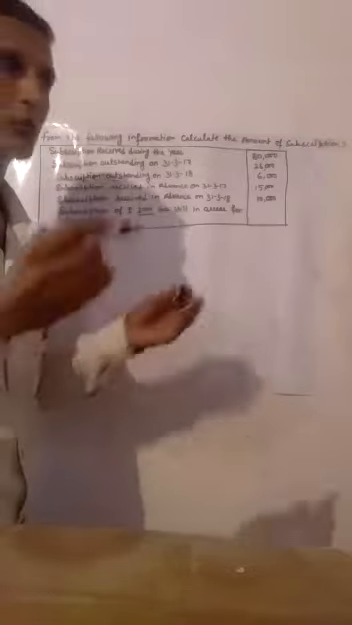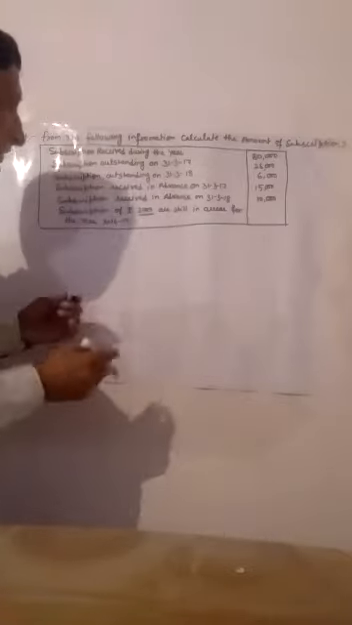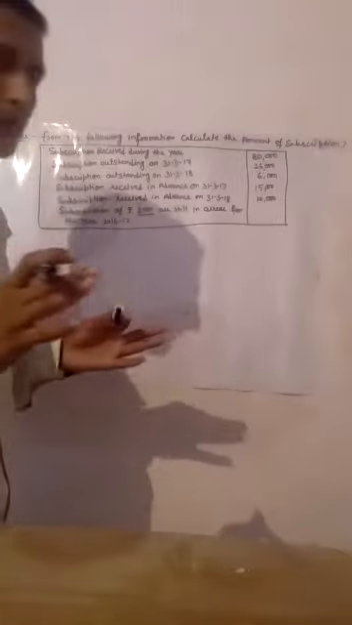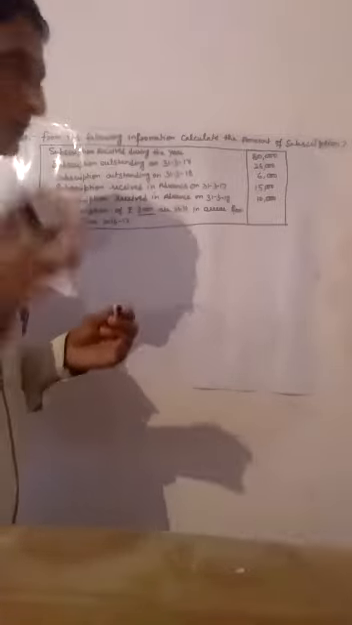Subscription received during the year is rupees 80,000. Outstanding subscription is given there, and subscription received in advance is given there, and one of the most important points is given there: subscription of rupees 2000 is still in arrears for the year 2016-17. How can we calculate this with the help of this information? This is the most important topic for all commerce students.